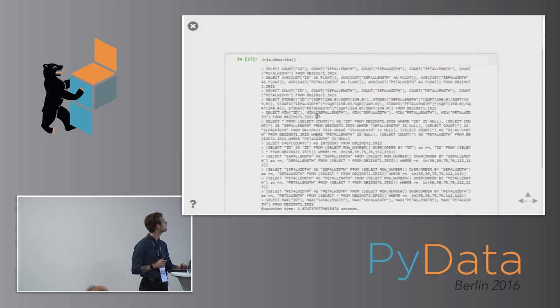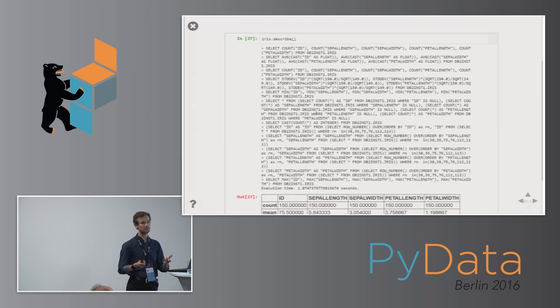So I think it's kind of interesting because in this case, the table is very small. Of course, the Iris dataset has only 150 rows. But it could be arbitrarily big.